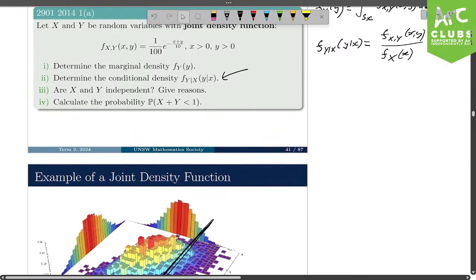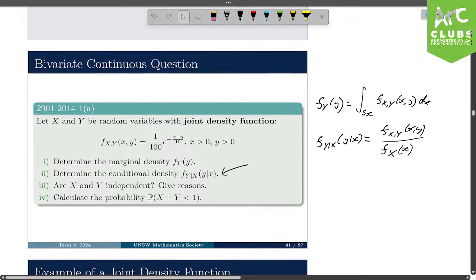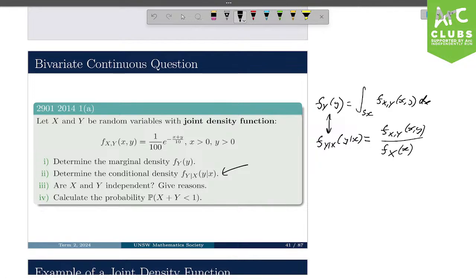Moving forwards, next we ask ourselves, are x and y independent? How are we going to do that? We really want to compare these two things. If the probability of an event is equal to the probability of that event given another event, then those two things are independent, because one doesn't affect the other.